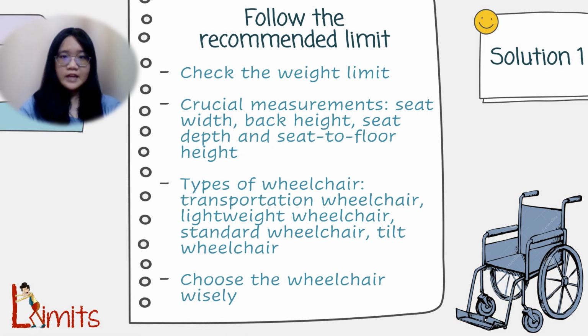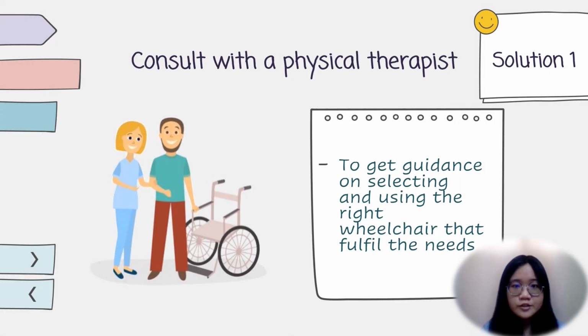The first solution regarding overloading is to follow the recommended limit. Users should check the weight limit before buying a wheelchair. There are some crucial measurements such as seat width, back height, seat depth, and seat to floor height. There are various types of wheelchair, which are transportation wheelchair, lightweight wheelchair, standard wheelchair, and tilt wheelchair. Thus, users are advised to choose the wheelchair wisely. The next solution is to consult with a physical therapist. This may help the user get guidance on selecting and using the right wheelchair that fulfills their needs.